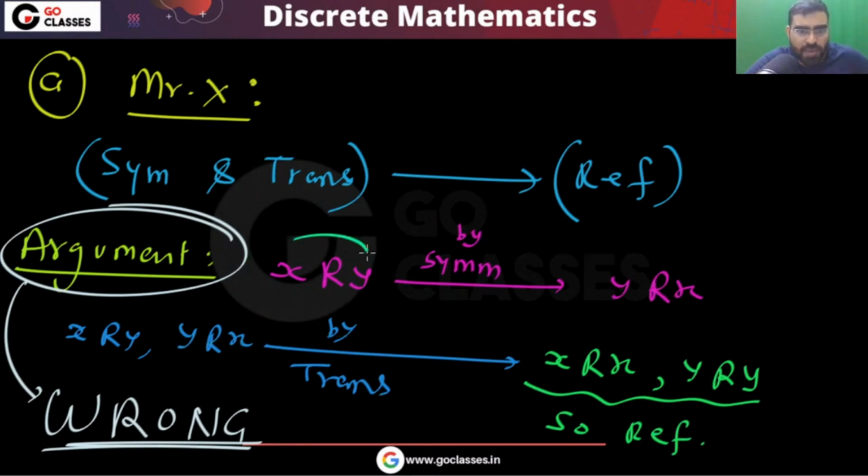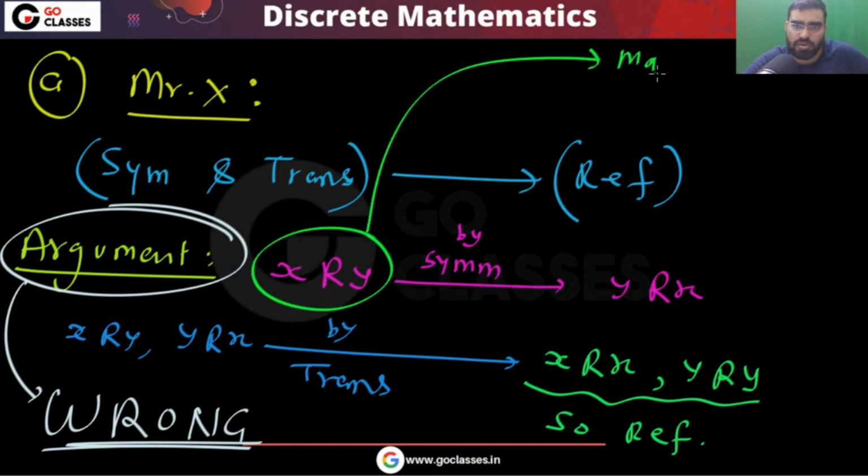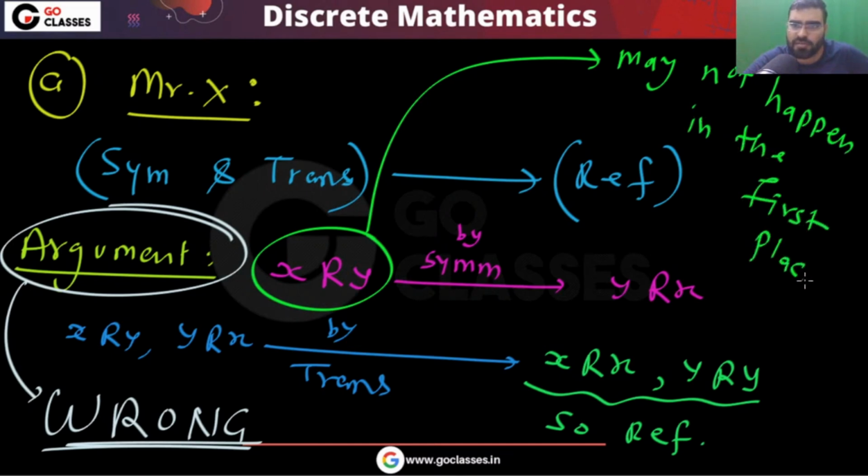But you may not start. X may not be related to Y. So the argument is wrong because of this point. At this point of time, the argument has become wrong. This may not happen in the first place, right? Correct? So this may not happen in the first place.